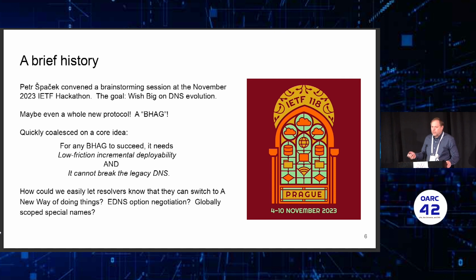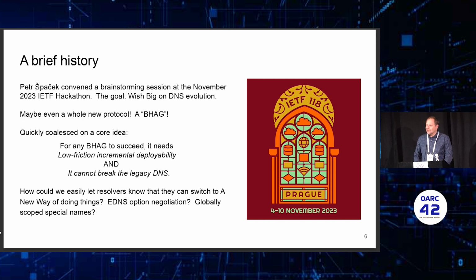Little bit of history of how we got here with DELEG. Petr Spacek had convened a brainstorming session at the previous IETF in Prague. Saying essentially, we have a number of little things that we all dislike about the protocol that we would really like to refine to scale as the internet continues to grow. So if you were to wish big on being able to change the protocol, how would you do that?